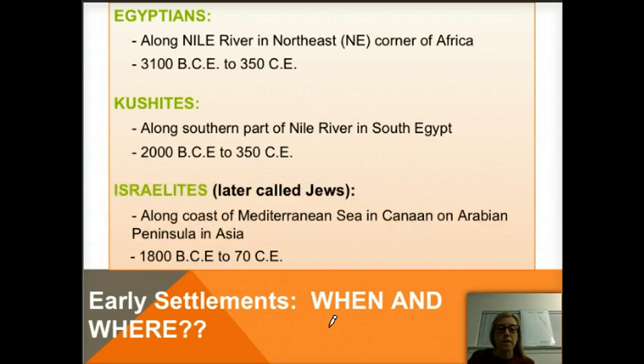The Israelites, later called the Jews, settled along the coast of the Mediterranean Sea in an area called Canaan, which was to the northeast of Egypt on the Arabian Peninsula in Asia. The Israelite civilization began about 1800 BCE. Although the Jews were forced from their homeland in 70 CE, their civilization continues to flourish today. Now that you have an idea of when and where these 3 civilizations settled, let's check it out on a map.